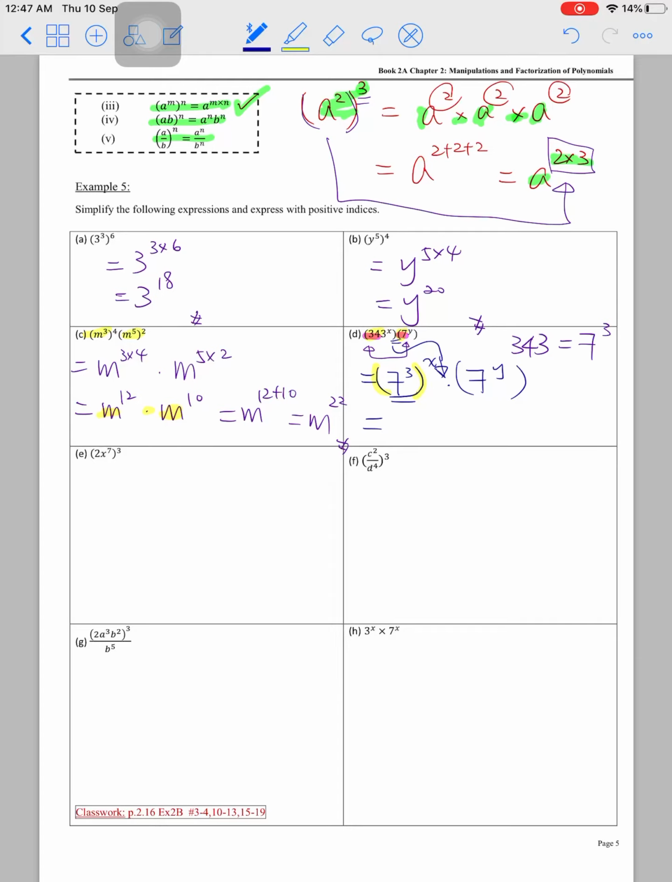So here you learn that 7 to the power 3, with the whole thing outside still having the power x, equals 7 to the power 3 times x, that means 3x. Then you times 7 to the power y again. So here you have the same base, multiplied together. The next step will be to add up the indices, and that will be your final answer.